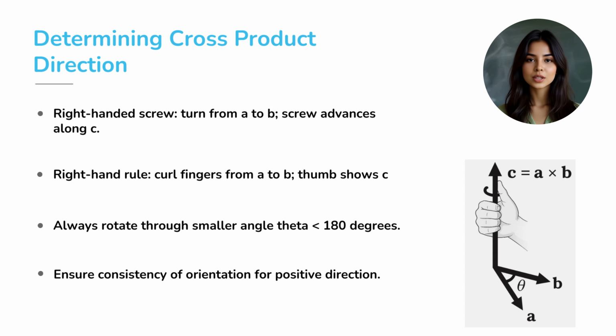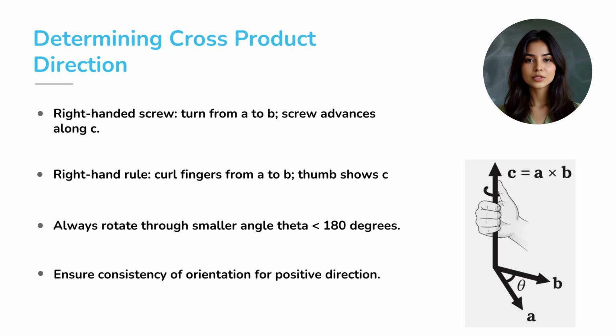To know the direction of this new vector, we use the right-hand rules. Imagine holding a right-handed screw flat against the plane of vectors A and B. If you turn the screw head from A towards B, the tip moves in the direction of C. That's called the screw rule.